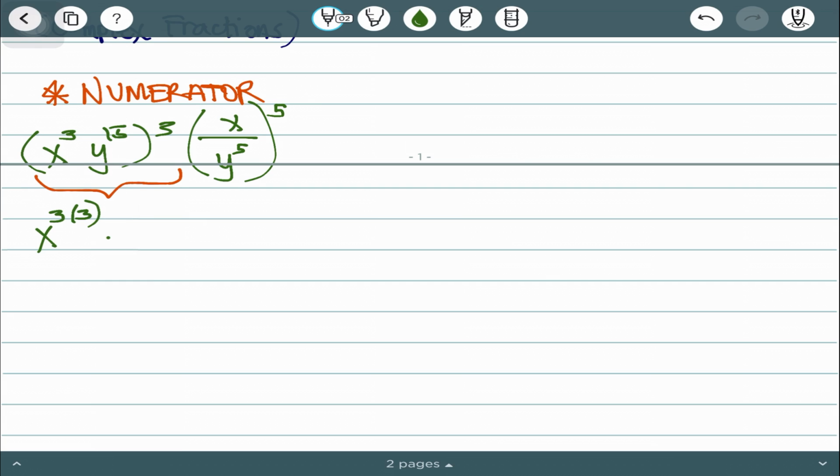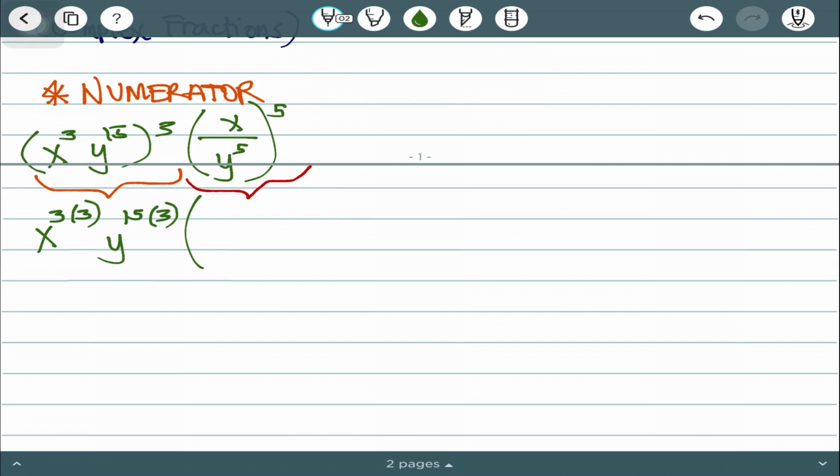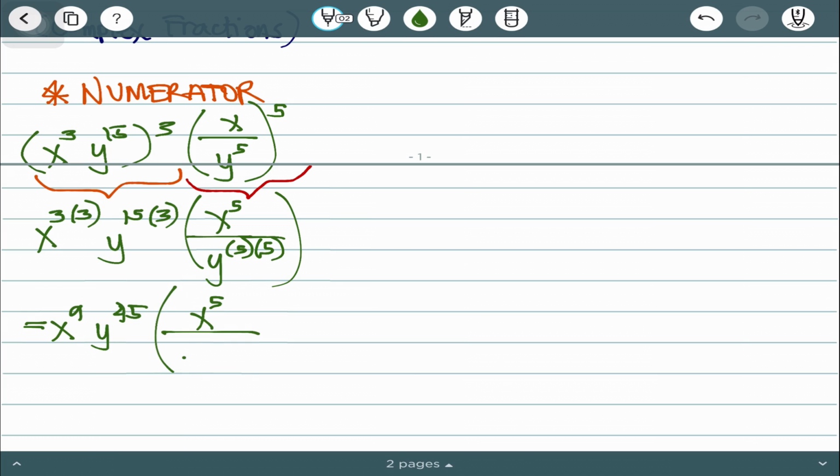Utilizing the laws of exponents, we can rewrite this as x raised to 3 times 3 and y raised to 15 times 3. Same with this, we can rewrite it as the quantity of x raised to 5 over y raised to 5 times 5. Simplifying it further, we get x raised to 9 y raised to 45 times the quantity of x raised to 5 over y raised to 25.